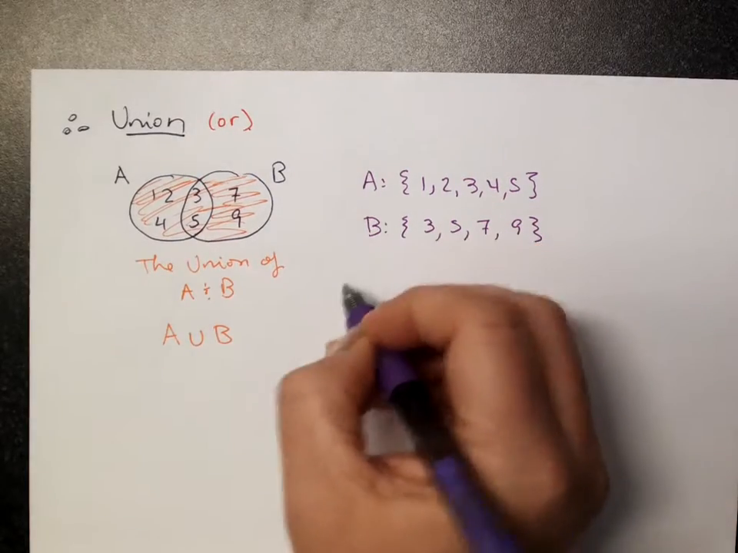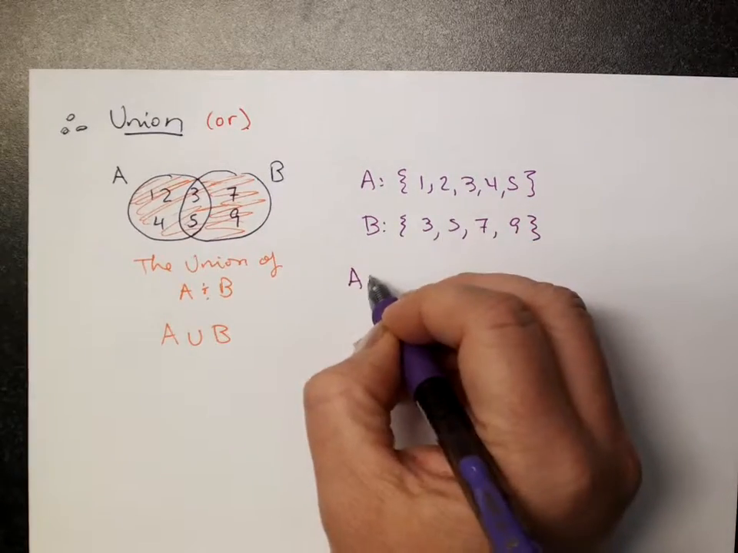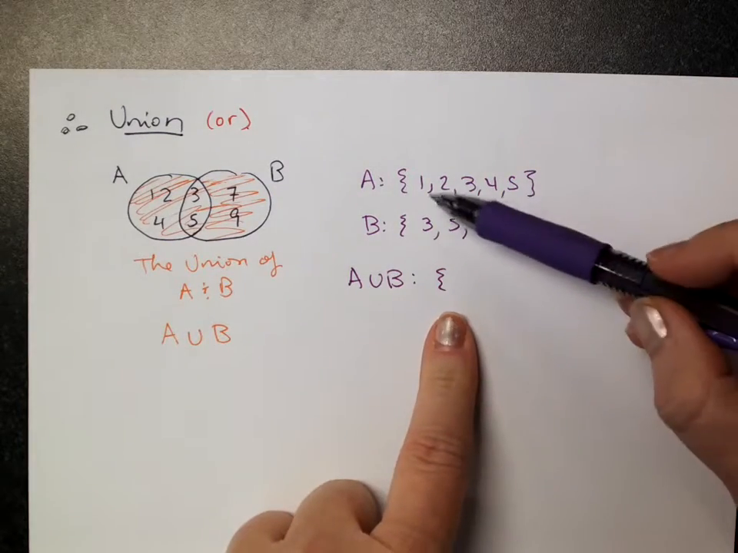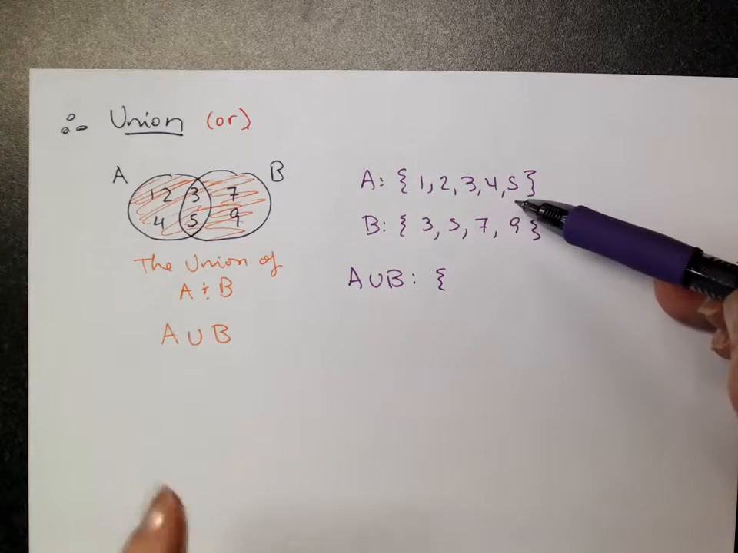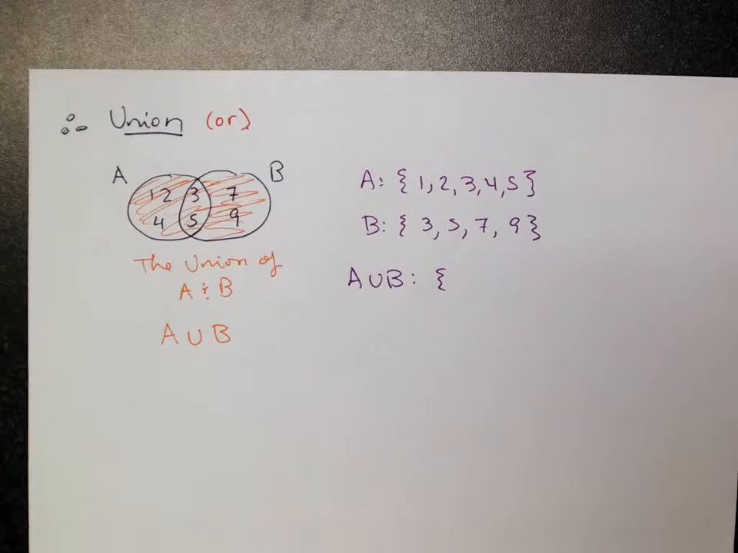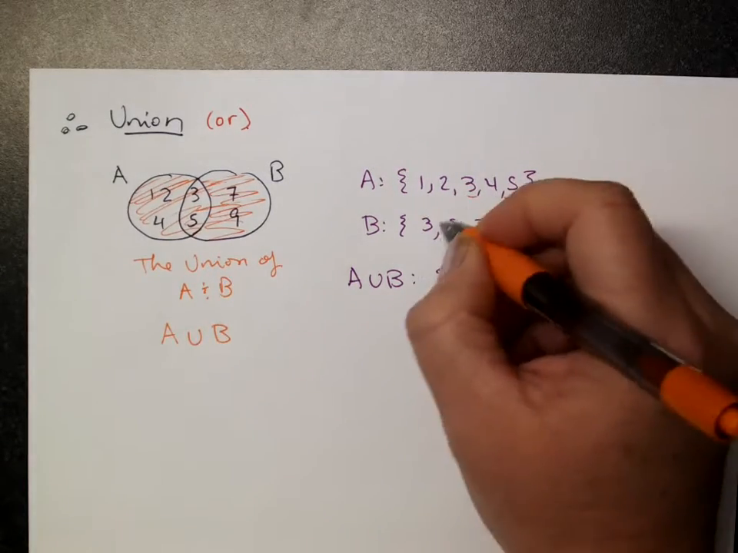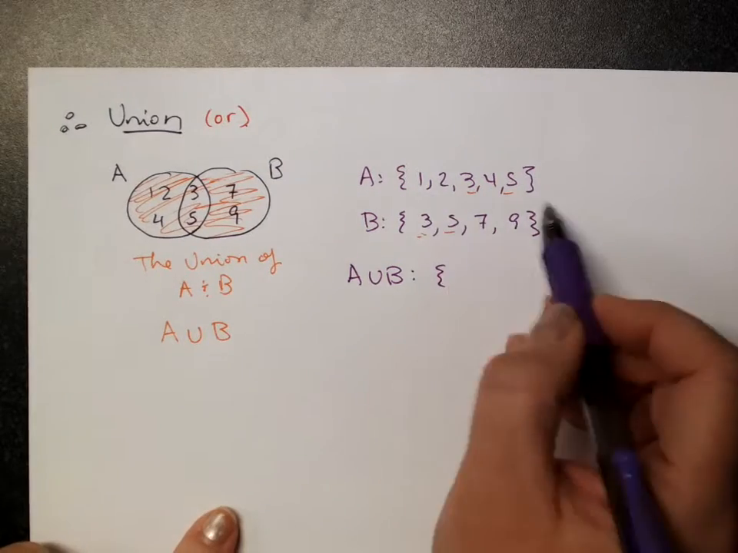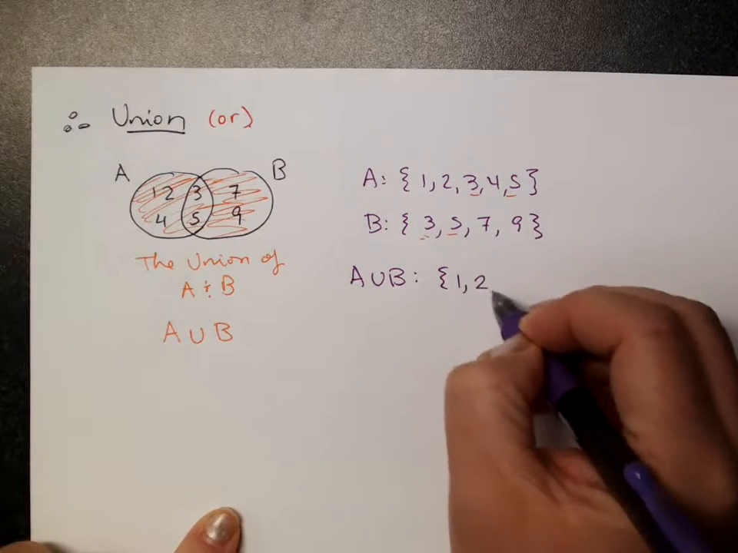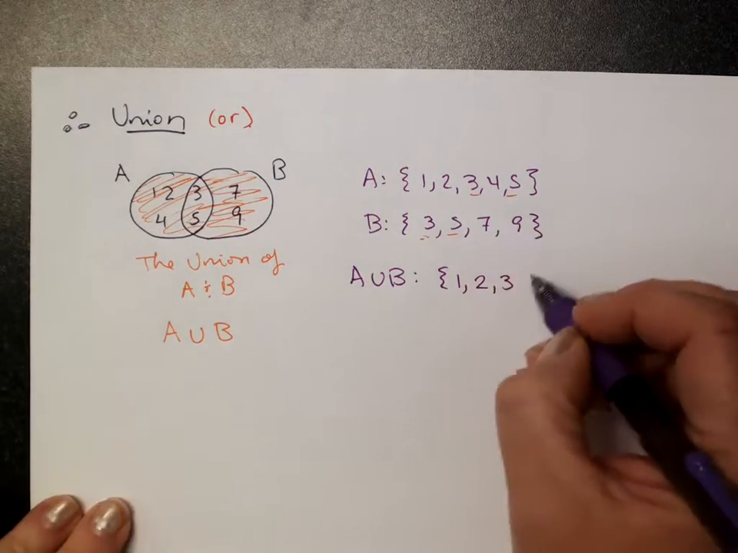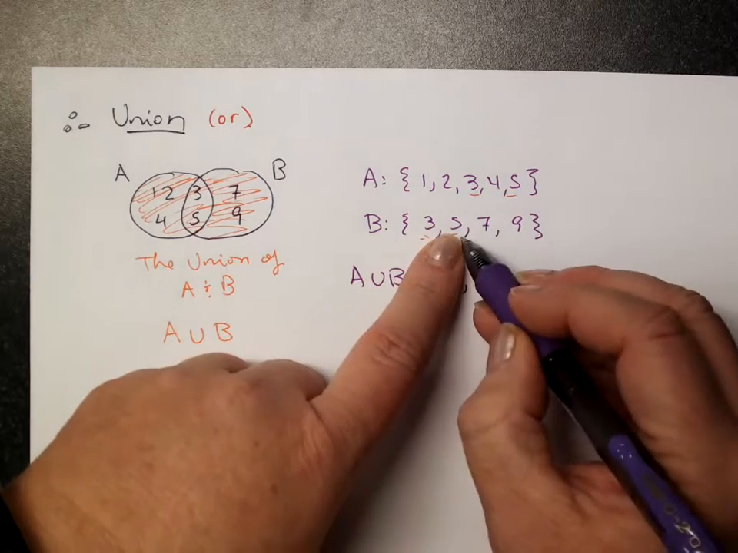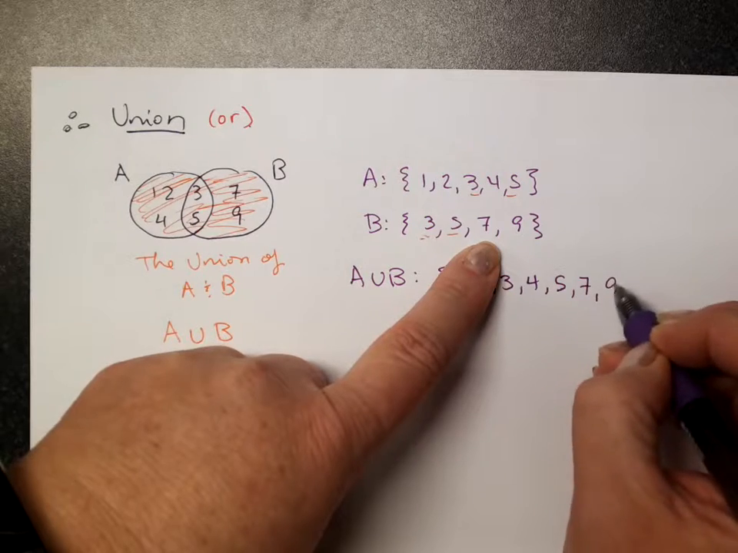So in set notation, A union B would be the set that includes all elements of both sets. Now, any elements that are included in both, like the 3 and the 5, are part of the union too, but don't write them twice. So the union is just everything. It's 1, 2, 3, which is in both, but we only write it once. 4, 5 is in both, but we only write it once. We've already got 3, we've already got 5, and then we also have 7 and 9.